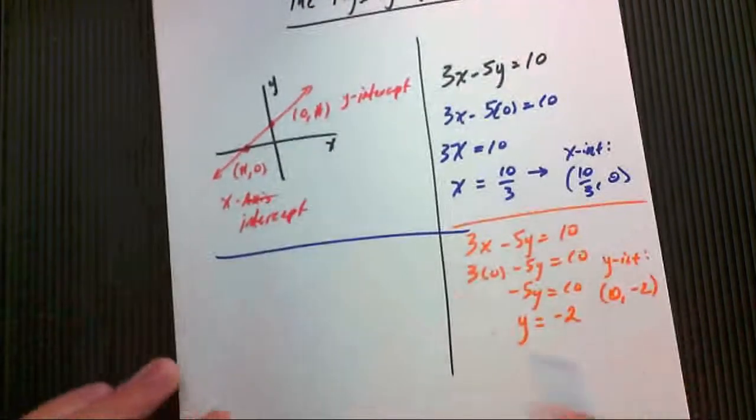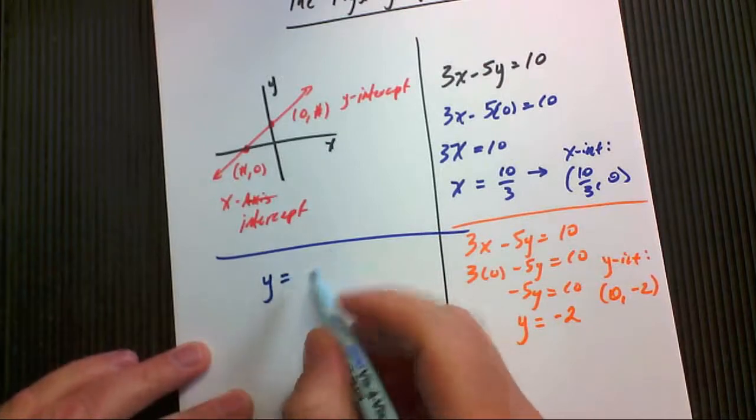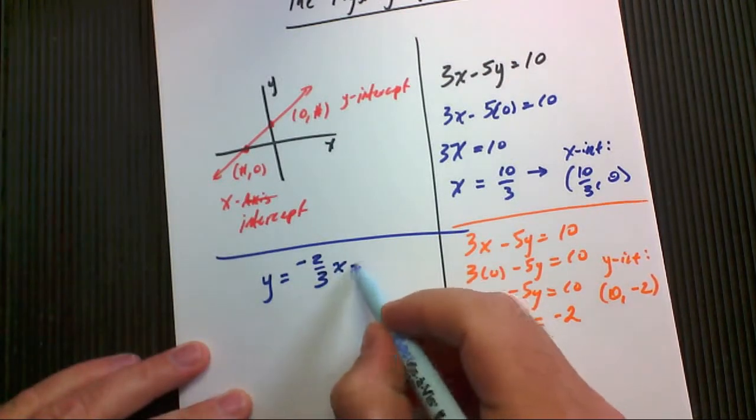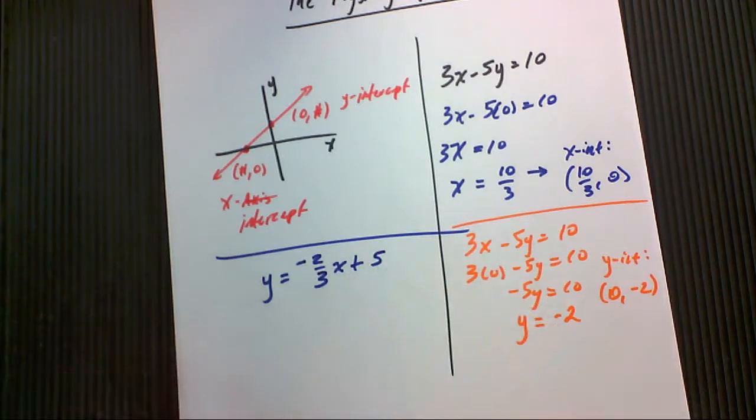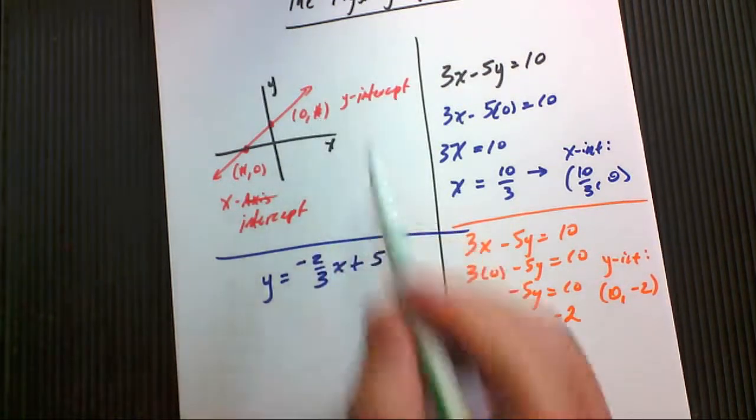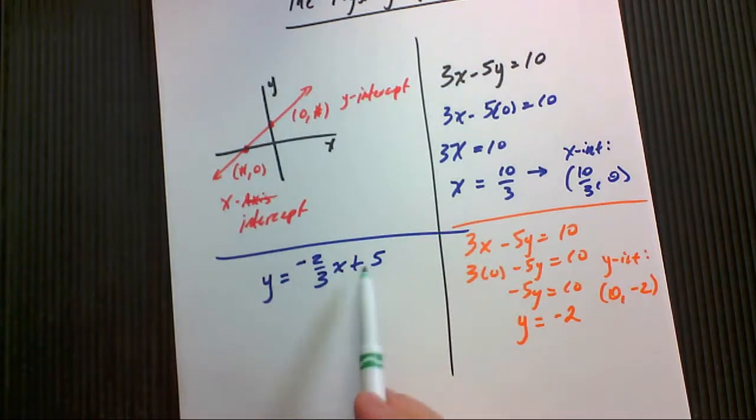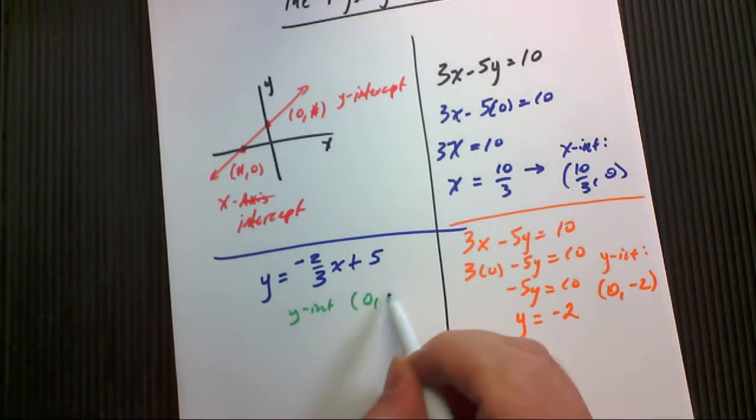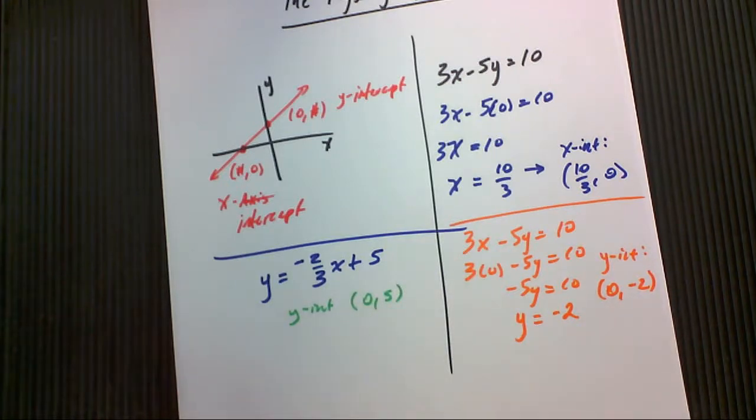So last example here would be, what if we had something that was in, I don't know, slope-intercept form, like y equals negative 2/3 x plus 5. To find the y-intercept, really easy here because x is 0 for the y-intercept. So if x is 0, the y-intercept is just going to be 5. So the y-intercept is 0, comma 5. The x-intercept, though, that can get a little tricky.